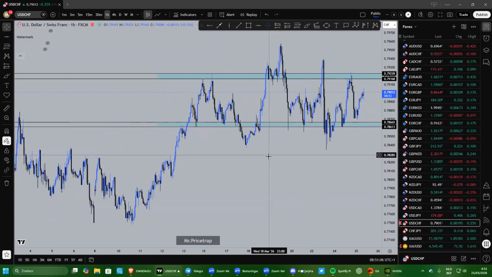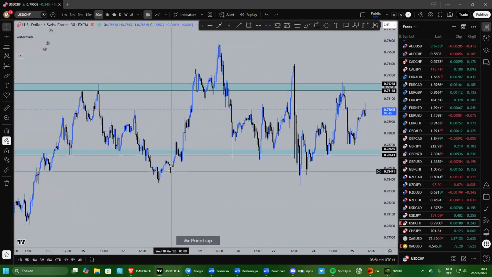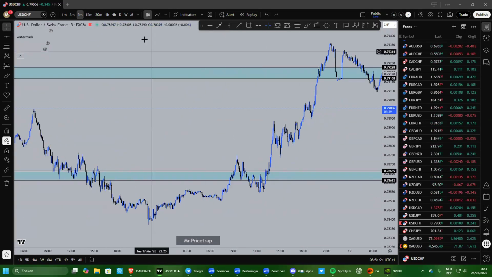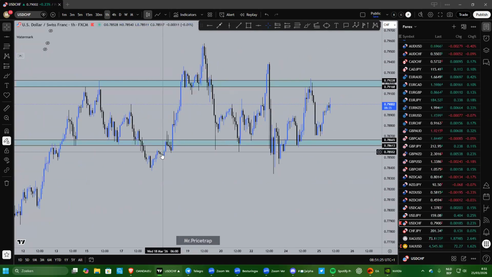Of course, not every single setup can go in our direction. Like you can see, UChef broke out, came back for the retest. We got some good price action right over here, 30-minute time frame. Every time frame was showing us what we wanted to see when it comes down to the price action we react on. So yeah, this was simply a stop loss.